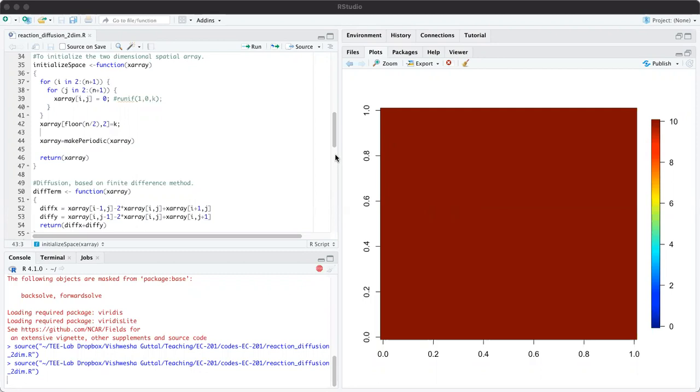So I have uploaded this reaction diffusion code. It's called reaction_diffusion_2dim.ipynb. I have just uploaded it in the codes folder on Canvas. Now let me explain what you will do.